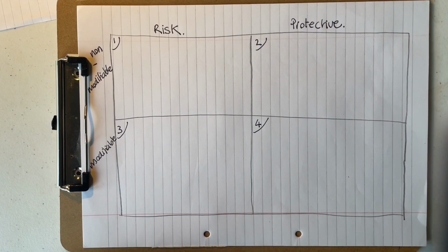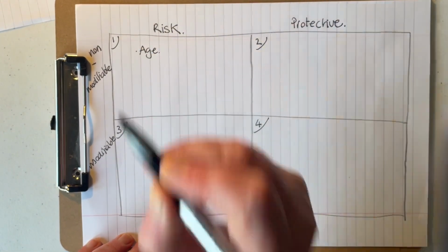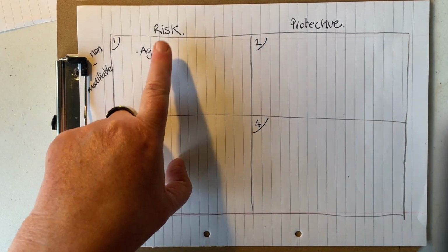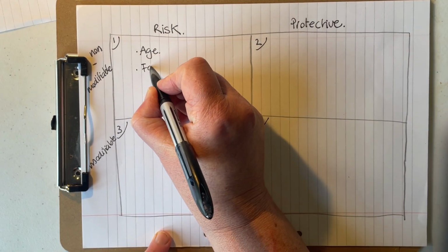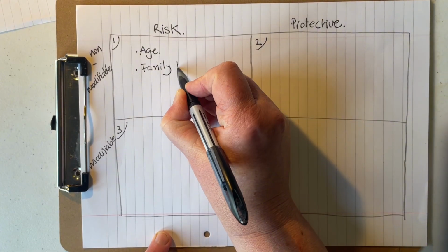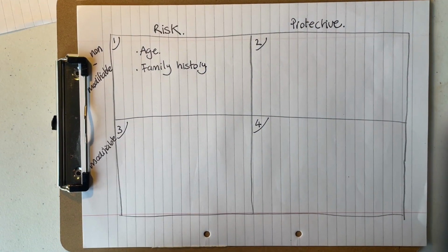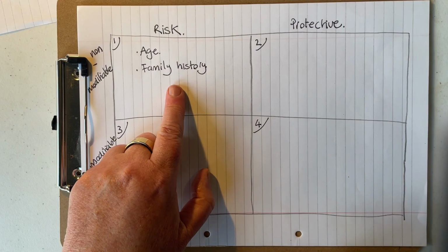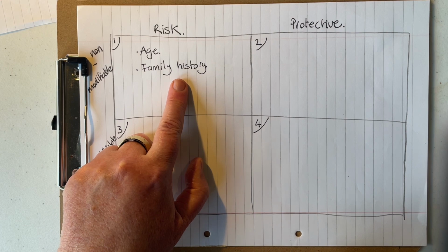Right, so one of the first risk factors is age, biological age. So we're going to put the word age. As you get older, your risk for Alzheimer's increases. So that's quite straightforward, isn't it? And then there's your family history. If you have Alzheimer's in your family, that's considered a risk factor. It's non-modifiable because there's nothing you can do about it.